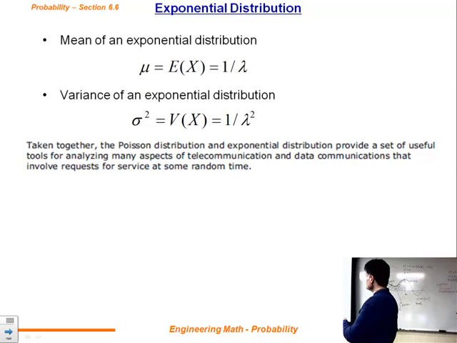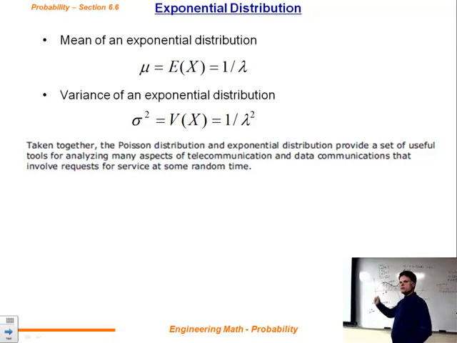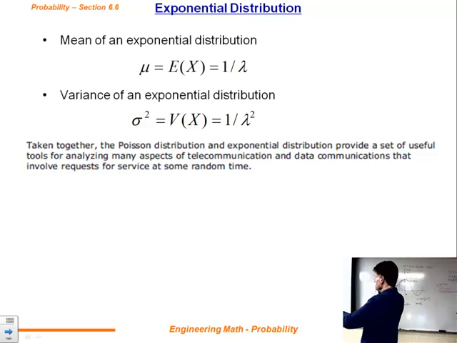So the mean of the exponential distribution is 1 over lambda. Remember, lambda is the number of successes per unit time. So 1 over lambda is the amount of time per success, the average time it takes to get a success. And so that's actually the mean of the exponential distribution. The variance is the square of that, so it's 1 over lambda squared.